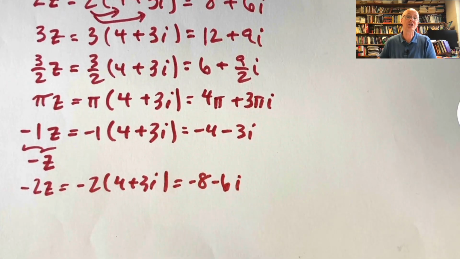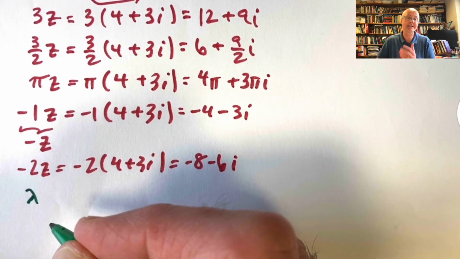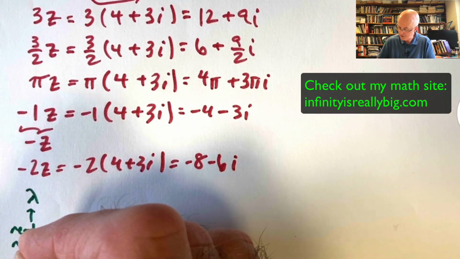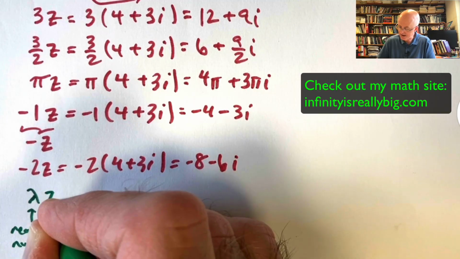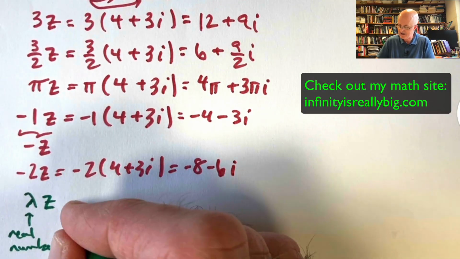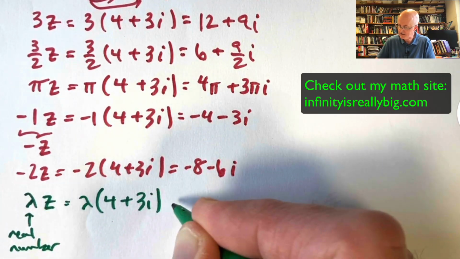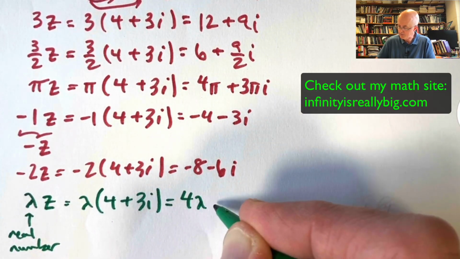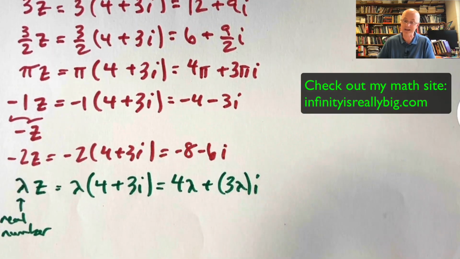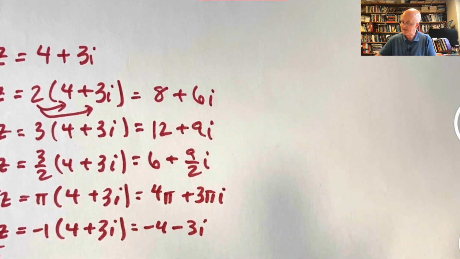Let's write down a general formula now. I'm often going to use the Greek letter lambda as my symbol for an arbitrary real number. It's going to get multiplied by my complex number z, which is this particular complex number, 4 plus 3i. So the pattern is lambda times (4 plus 3i) is going to give us 4 lambda for the real part and 3 lambda for the imaginary part. Being the imaginary part, it is still a real number, but it's next to the i. We are going to plot these points in the complex plane.